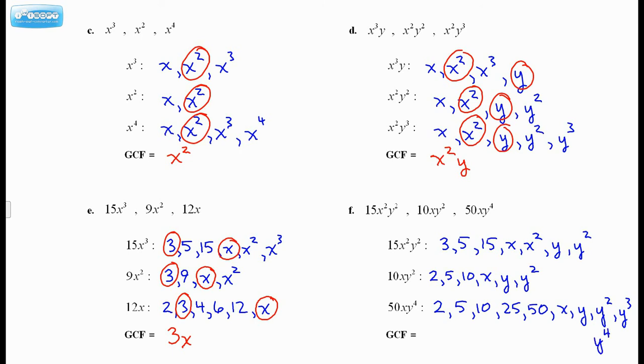Looking at the numbers, the biggest one they all share is 5. For the x's, the biggest I can go is just x. And for the y's, the largest I can go for all of them is y squared. And there we go. So the GCF is 5x y squared.